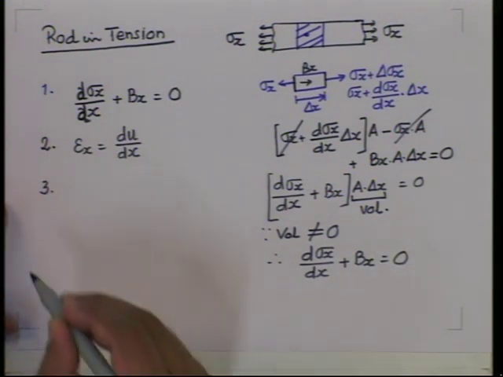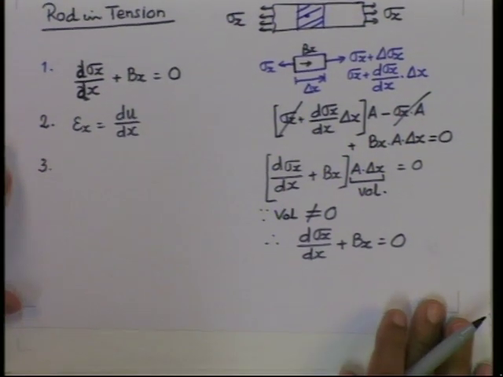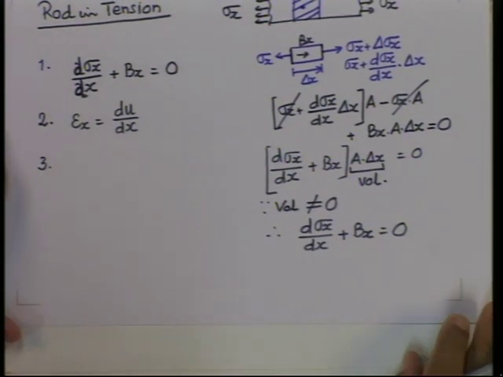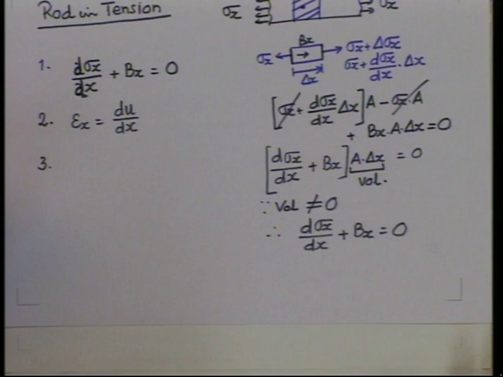Third one is the material constitutive relation. These are the basic equations of elasticity. Any elastic body must satisfy these basic relations: equilibrium, then the relationship between strain and displacement, and the third one is the material law, that is, stress and strain must be related by some law.